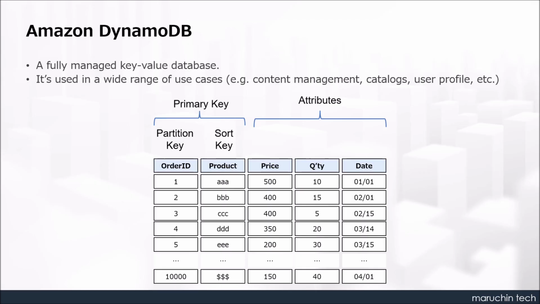DynamoDB has keys and attributes. There are 2 types of keys, partition key and sort key. The partition key acts like a primary key. Internally, data is distributed based on the partition key, enabling efficient processing. The sort key is used to sort items within that partition.